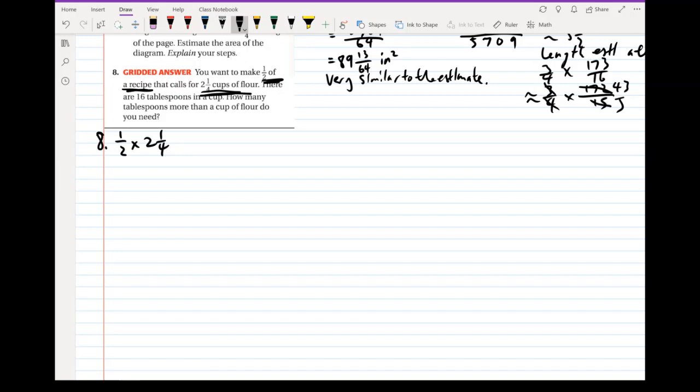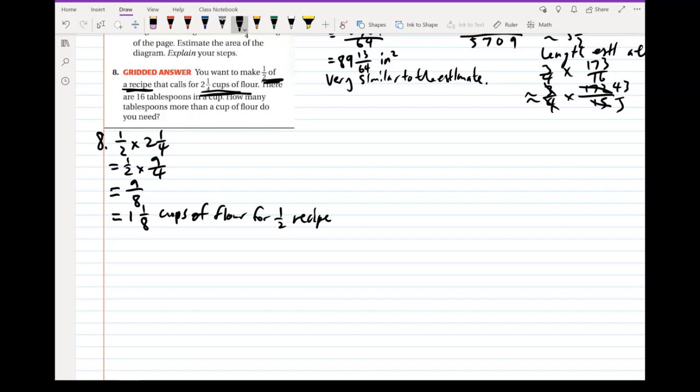So half of 2¼. Let's change 2¼ into an improper fraction. That's going to be equal to half multiplied by 9 over 4. 2 times 4 plus 1 is 9. 9 over 4. And so 1 times 9 is 9, and then 2 times 4 is 8. So that becomes top times top, bottom times bottom. That's going to be 9 over 8. And so that changes into 1 and 1/8 as a mixed number. 1 and 1/8 cups of flour for half a recipe. So that's the amount of cups of flour we require for half a recipe.